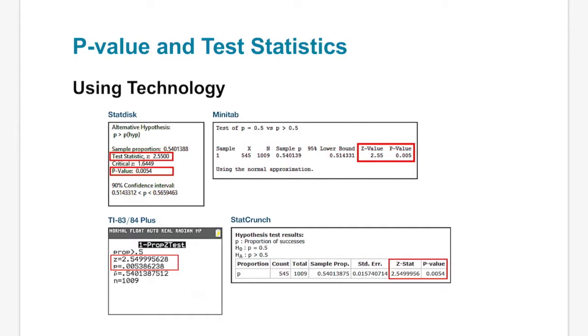We are going to use technology in order to find the p-value and the test statistics. In here we have StatDisk, Minitab, Calculator, and StatCrunch. We are going to use StatCrunch for this calculation, and Z-stat is your test statistic, and P-value is your p-value.